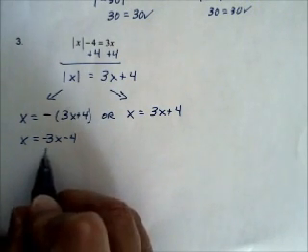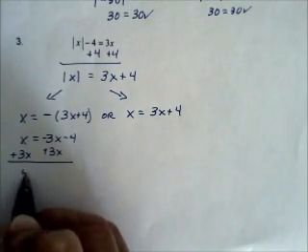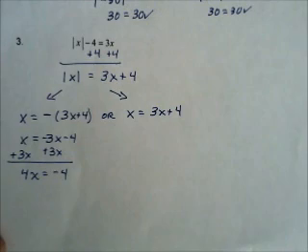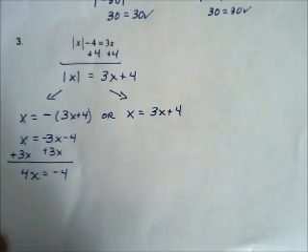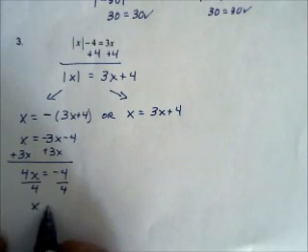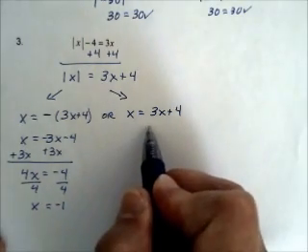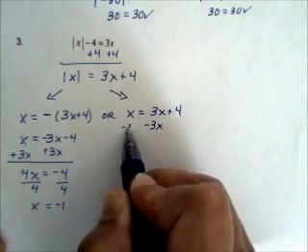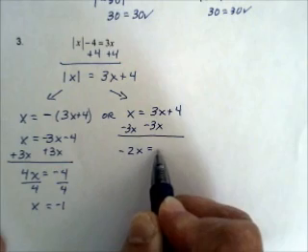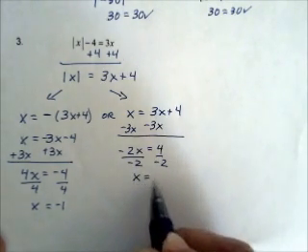Continue solving. I'll add 3x to both sides and get 4x is equal to negative 4. Divide both sides by 4, and x equals negative 1. Subtract 3x from both sides on our other equation. Negative 2x is equal to 4. Divide by negative 2. x is equal to negative 2.